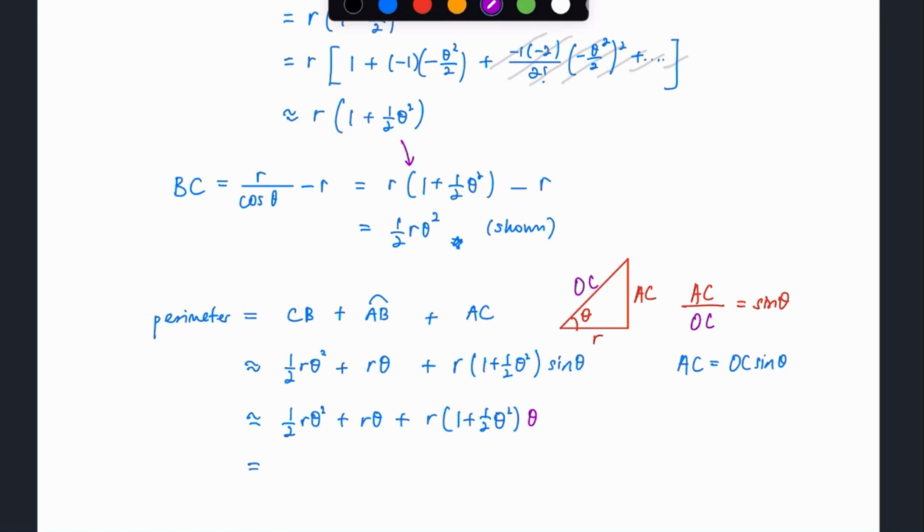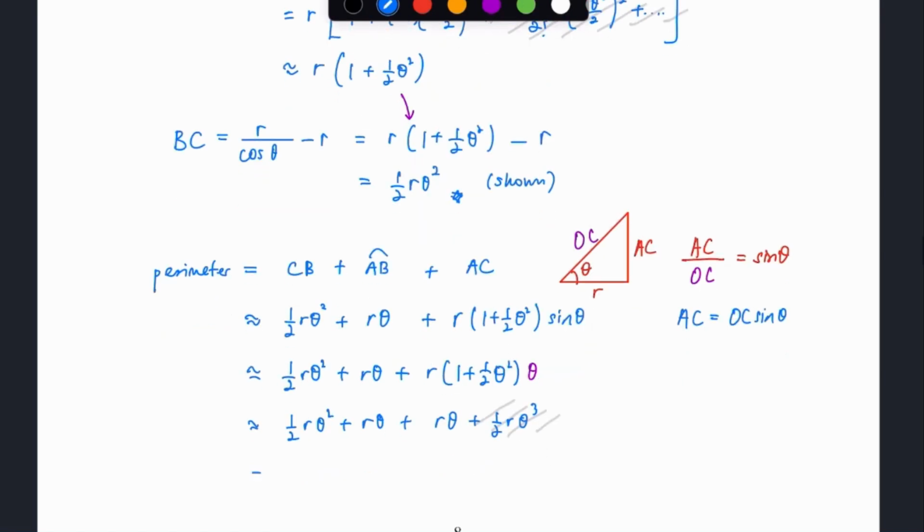So let's expand this. You get another r theta plus half r theta cube. And this one we also can ignore because it is theta cube already. So adding everything up, bringing our r out, I have half theta square plus 2 theta. So this is shown.